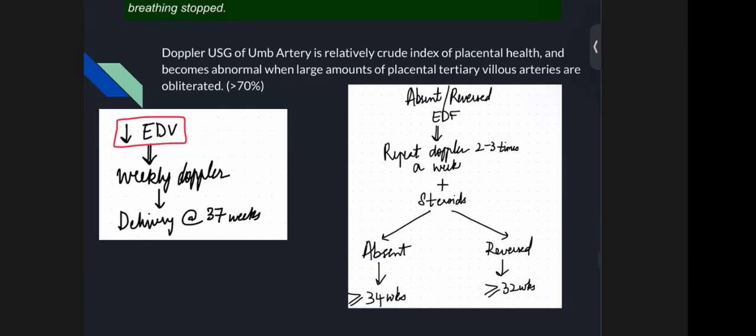Doppler of umbilical artery is relatively a crude index of placental health and becomes abnormal when large amounts of placental arteries are obliterated, more than 70%.